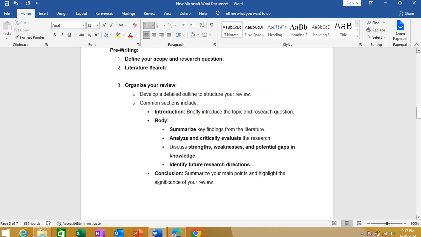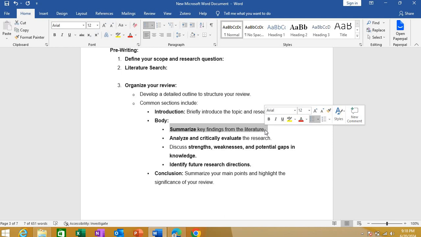But in a review article, the introduction will be the same as with other studies, but in the body you will not necessarily need to follow steps like methods, results, and discussion. You will summarize the key findings from the literature regarding your research question. Obviously you have selected a research question and done a literature search. Now you're organizing your review. In your outline, first will be your introduction. In the body you will summarize the key findings related to that theme in your paper. That could be positive, that could be negative.